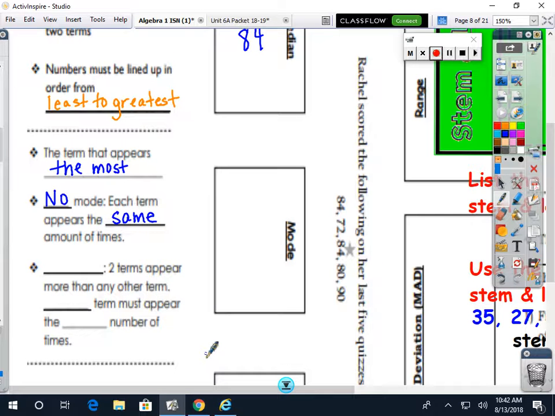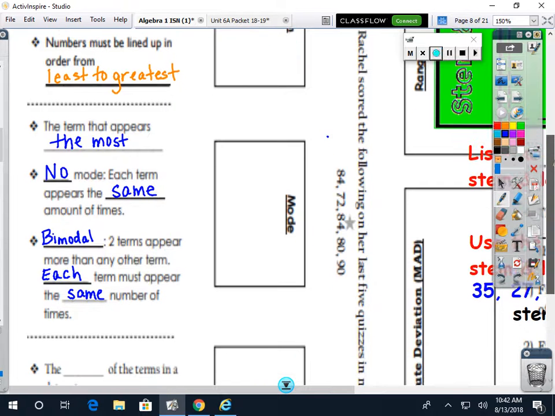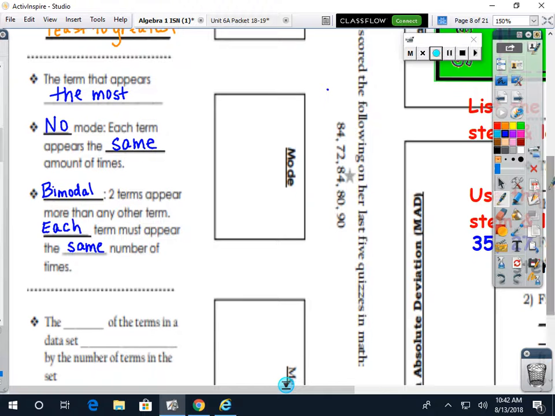Sometimes you may have more than one mode. Bimodal is when 2 terms appear more than any other term. Each of those terms must appear the same number of times. So bimodal is when you have 2 modes, 2 terms that appear more than any other.